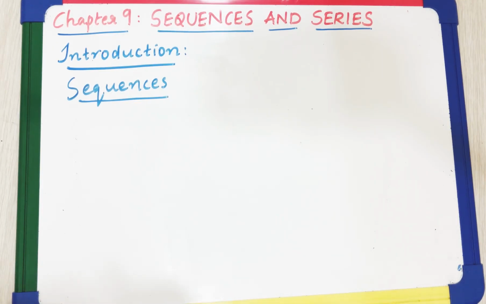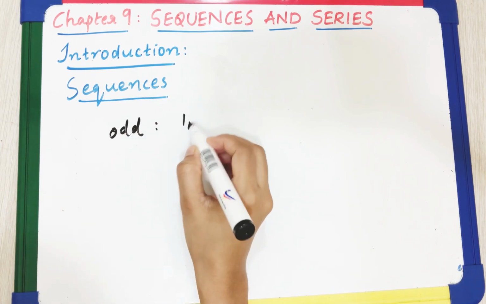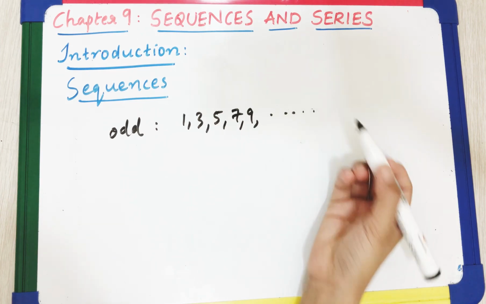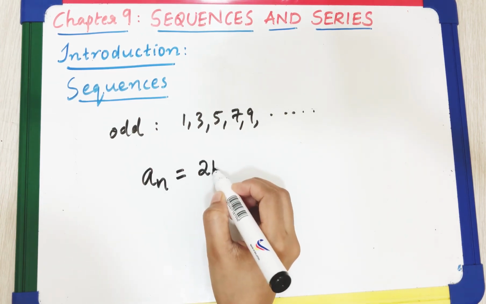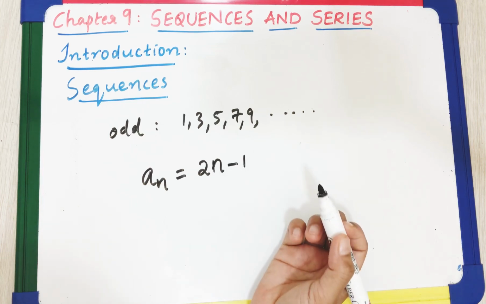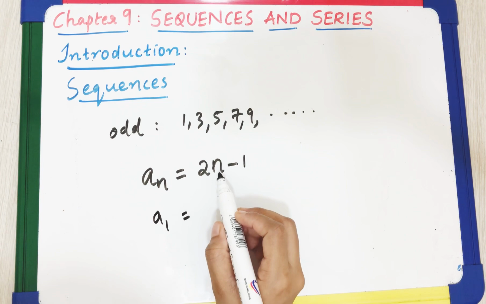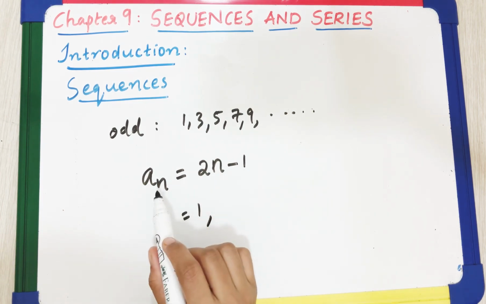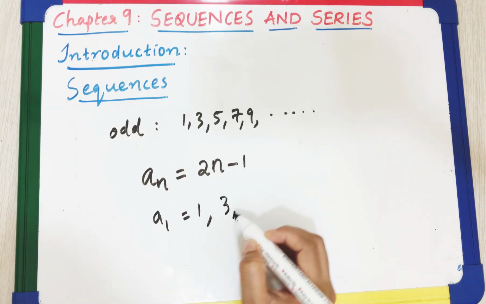Similarly, we can define the sequence of odd natural numbers: 1, 3, 5, 7, 9, etc. Here we can define an is equal to 2 into n minus 1. When n is equal to 1, we get an is equal to 2 into 1 minus 1, which is 1. When n is equal to 2, 2 into 2 minus 1, 4 minus 1 is 3.